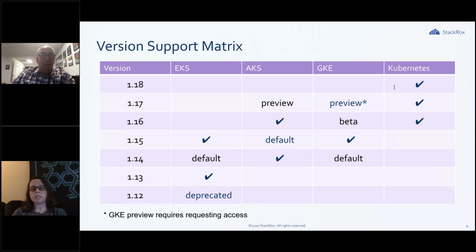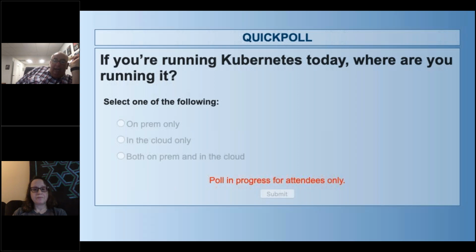No worries, absolutely. So if you're running Kubernetes today, where are you running it? You can only select one: on-prem, in cloud, or a little of both. And of course, if you're not running Kubernetes, don't answer, but don't use that as an excuse. If you have an answer here, we'd appreciate it. We're going to close this off in just about 5 seconds. 5, 4, 3, 2, 1. I hope all of you who wanted to vote voted. We're going to close the poll.